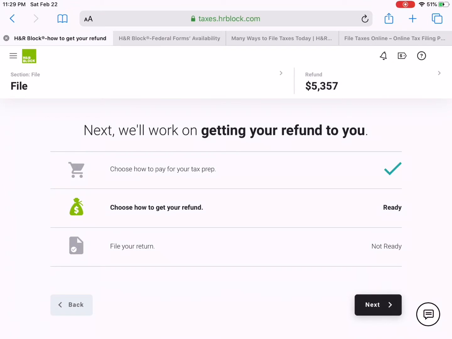So now let's talk about the value. Notice they're not having me pay for my tax prep. I've already been through that step. They didn't make me go back to it, but because I'm filing for free, it doesn't matter.